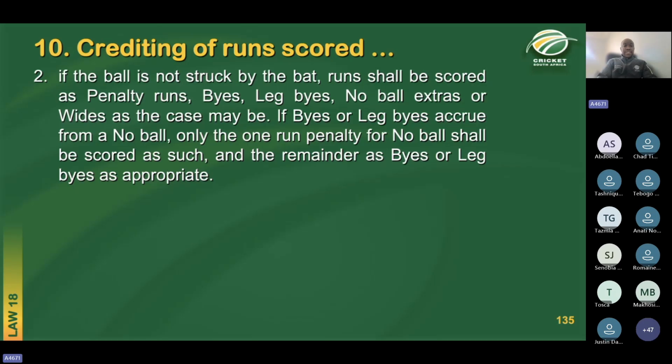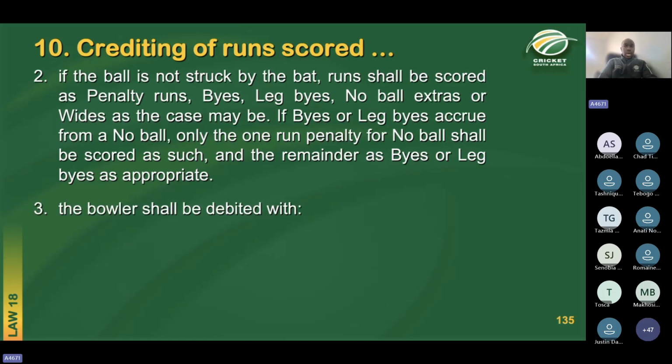If the ball is not struck by the bat, runs shall be scored as penalty runs, byes, leg byes, or no ball extras, or wides, whichever the case might be. If byes or leg byes accrue from a no ball, only the 1-run penalty for no ball shall be scored as a no ball extra, and the remainder of the byes or leg byes as ran by the batters shall be recorded appropriately.